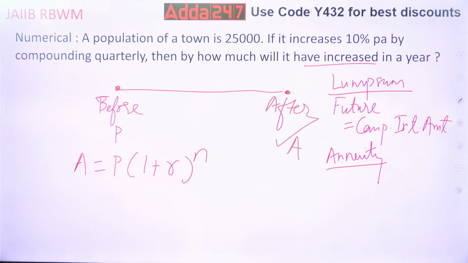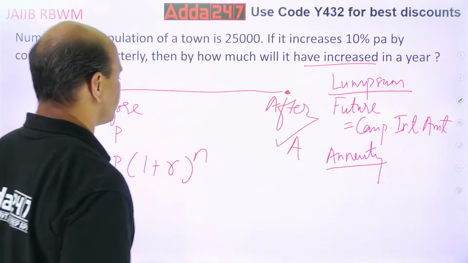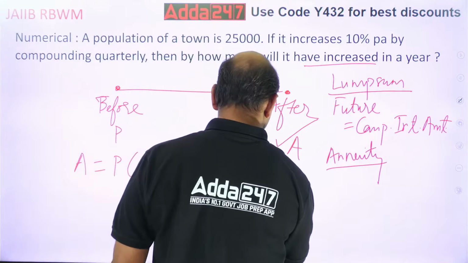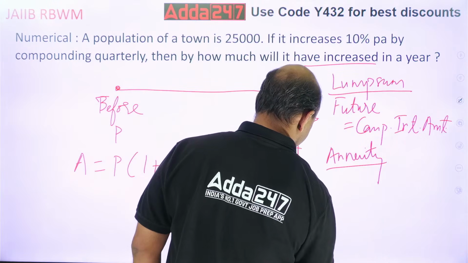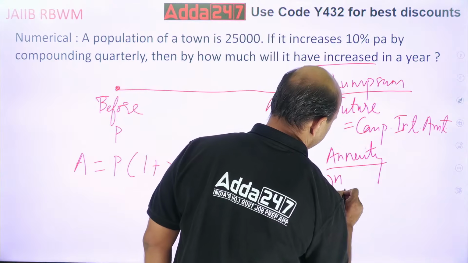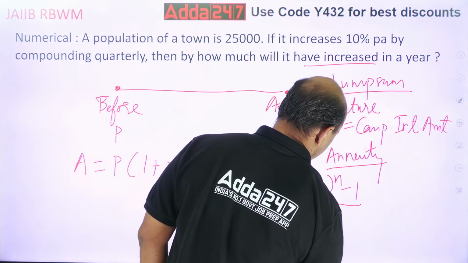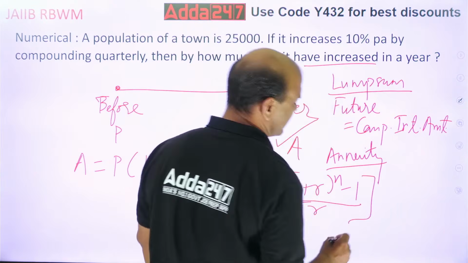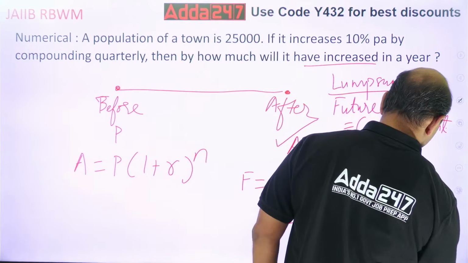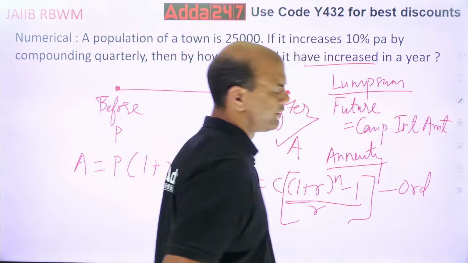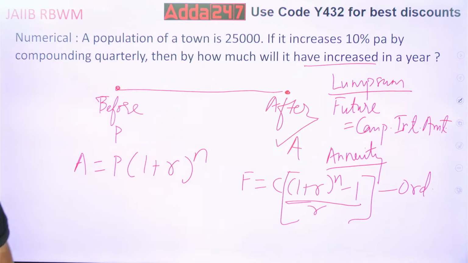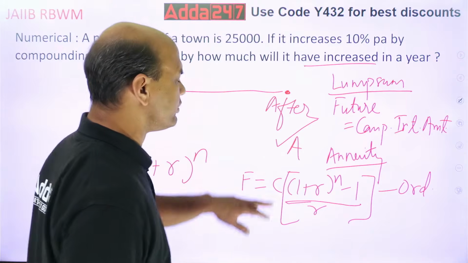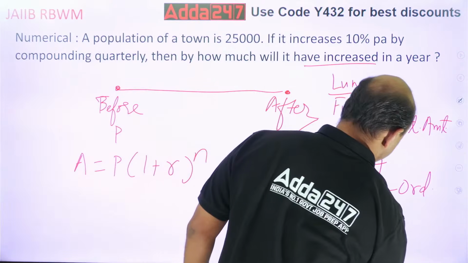Should I write the formula? I'll write it now, because some of you don't know. F equals C into (1 plus R raised to N minus 1) the whole upon R. This is for ordinary annuity. And if it is for annuity due, then just multiply this with 1 plus R.